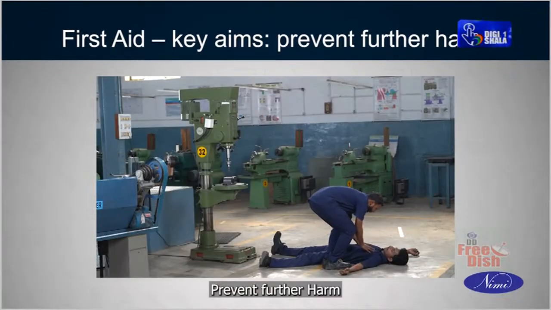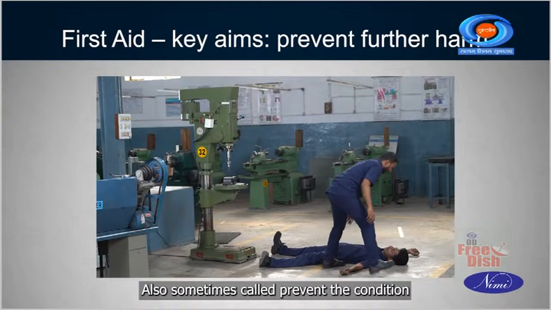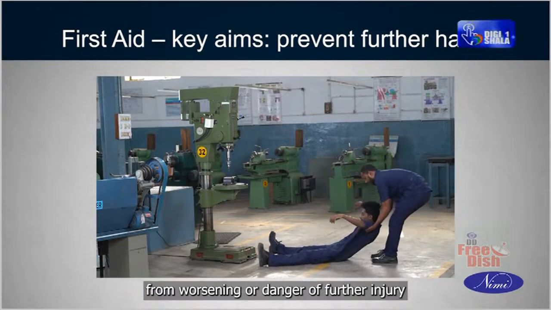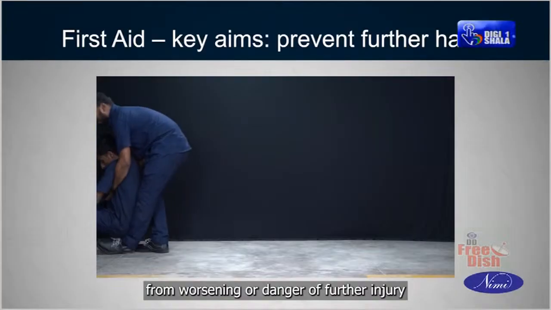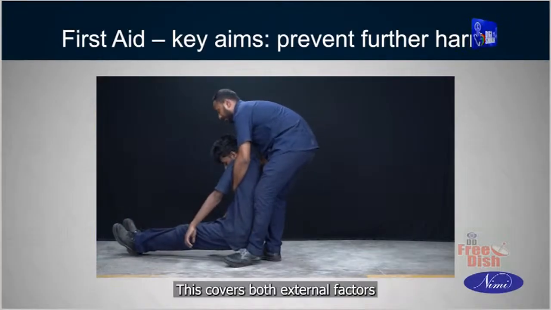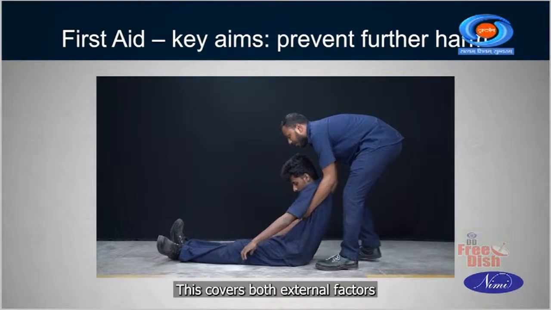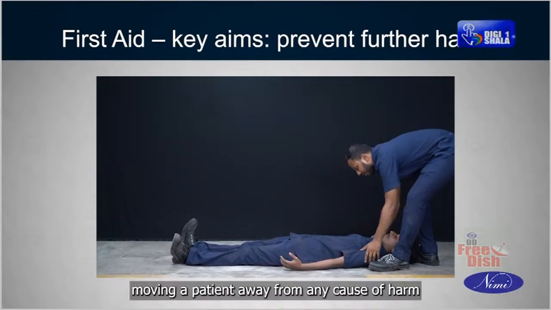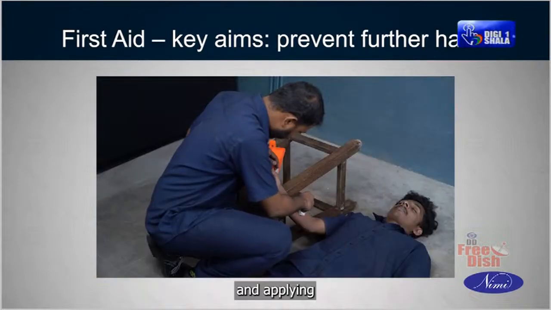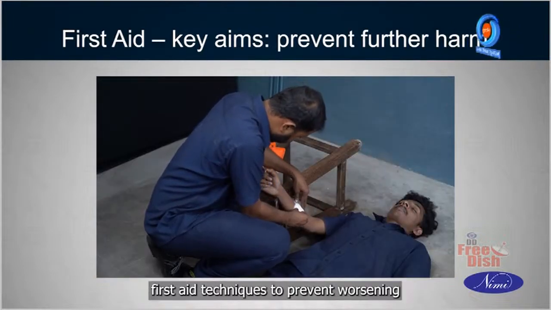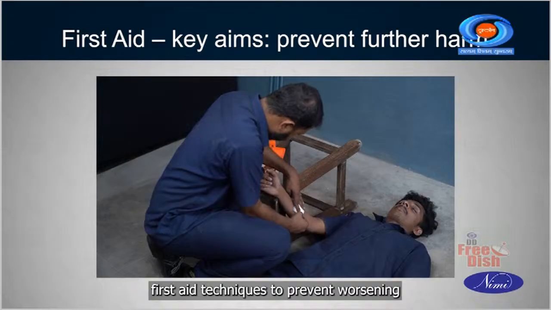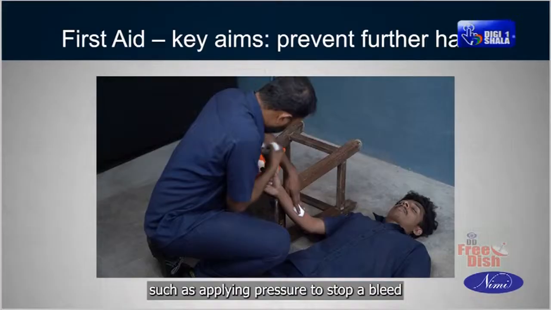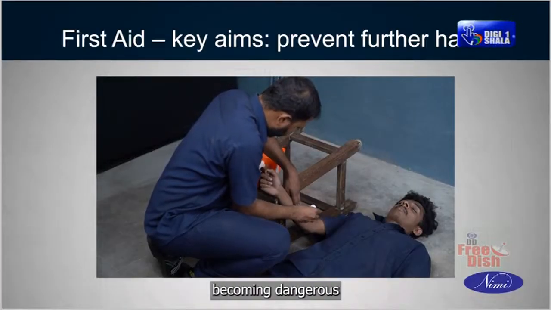Prevent further harm. Also sometimes called preventing the condition from worsening or danger of further injury, this covers both external factors, such as moving a patient away from any cause of harm, and applying first aid techniques to prevent worsening of the condition, such as applying pressure to stop a bleed becoming dangerous.